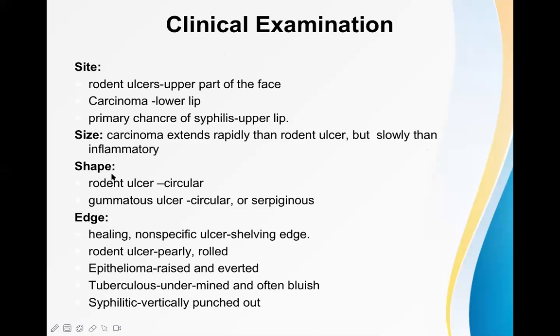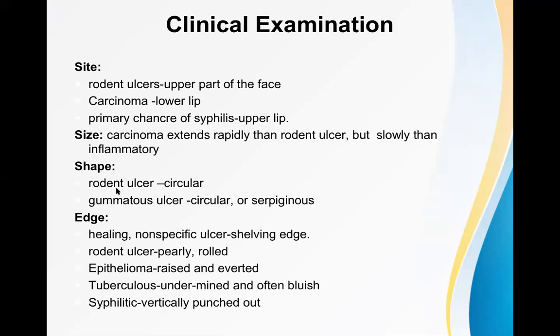Now, regarding the size of the ulcer, a carcinoma or carcinomatous ulcer extends quite rapidly compared to the rodent ulcer, but more slowly than the inflammatory one. Not a very important point, actually, because whenever we take this history or ask this question to the patient, you know, this is a subjective type of answer we get. It is better examined by us.